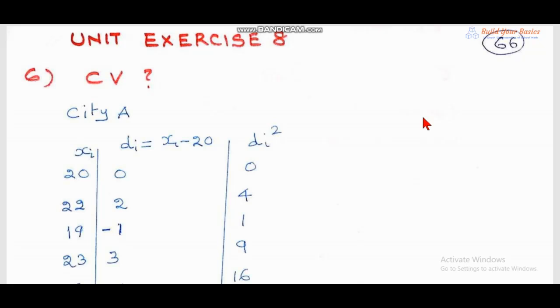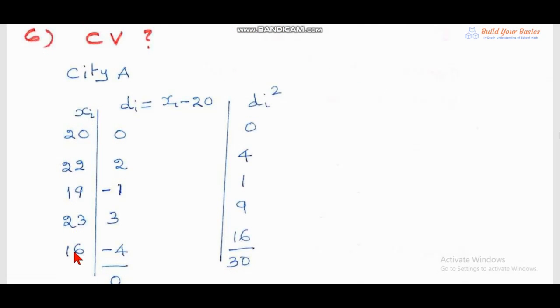Now let us find the coefficient of variation of prices in cities A and B. First, city A. The values of X are given: Xi 20, 22, 19, 23, 16. We have to find the coefficient of variation of prices in city A. For that we need X bar and sigma.